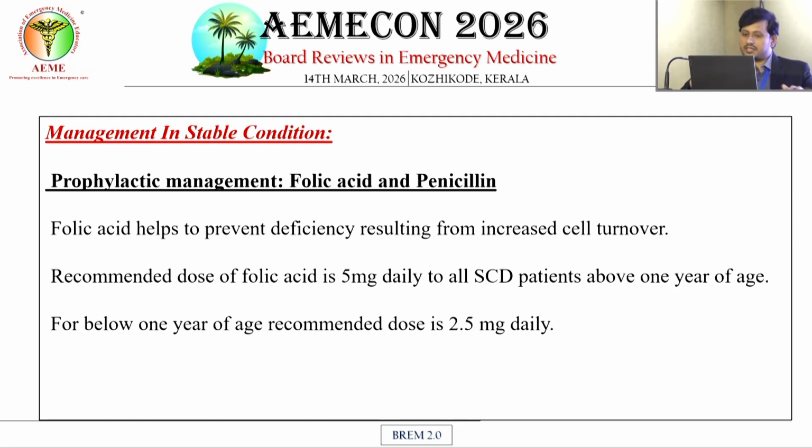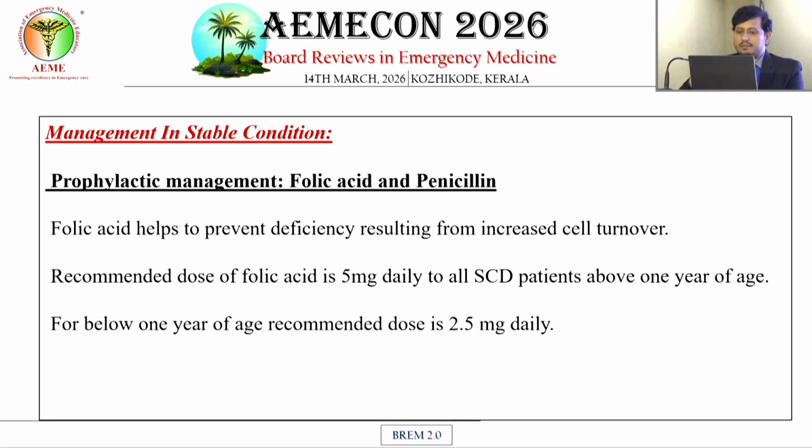Mainly we'll be using folic acid and penicillin. Penicillin is mainly because of hyposplenia. Generally, sickle cell disease patients will be having hyposplenia and are more prone to infections. In these conditions, if you are giving antibiotics prophylactically, you can prevent further complications of sickle cell disease.